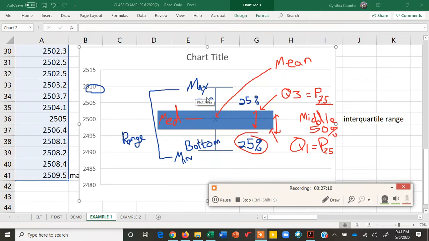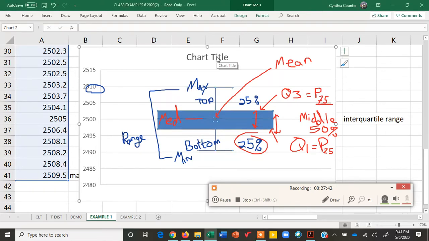So what do we have here? Max, Q3, median, Q1, minimum. Those are referred to as the 5-number summary. That's the 5-number summary. Q3 is the upper quartile, Q1 the lower quartile. So this then here is a box plot, and you get a lot of information from it.